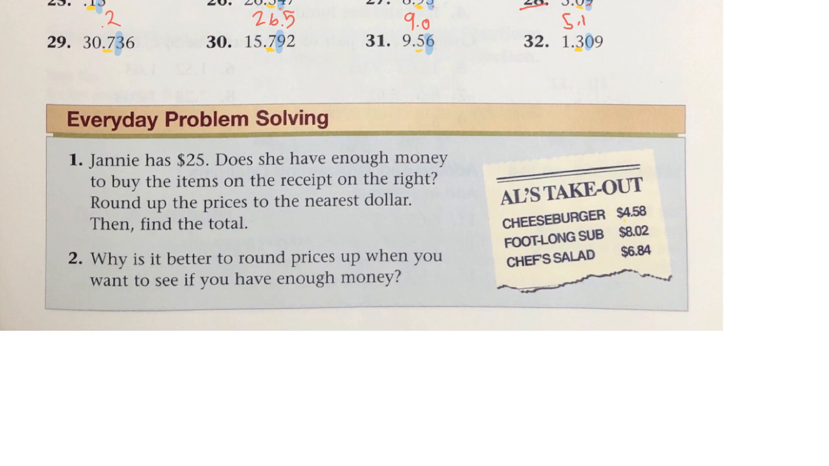The nearest dollar is the place value to the left of the decimal. And we're looking at the tenths to see what the number will become. 4.58 would become $5. 8.02 would be $8. And 6.84 would be $7. Now we can find the total by adding that up, and that's going to be $20. So does she have enough money?